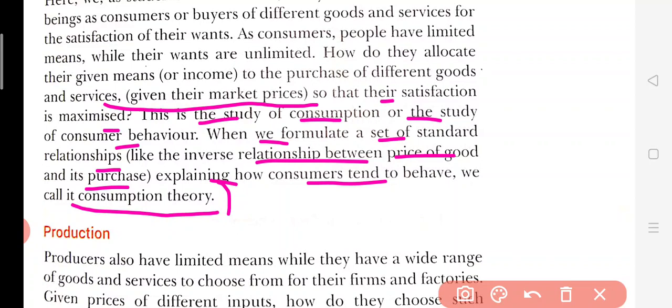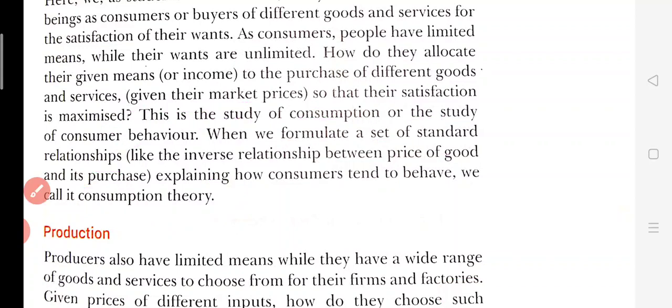So he will be giving priorities to the different things within the given resources or given income. He is going to maximize his level of satisfaction by spending money on different types of goods and services in order to get the satisfaction level. So this is the economic activity called consumption.